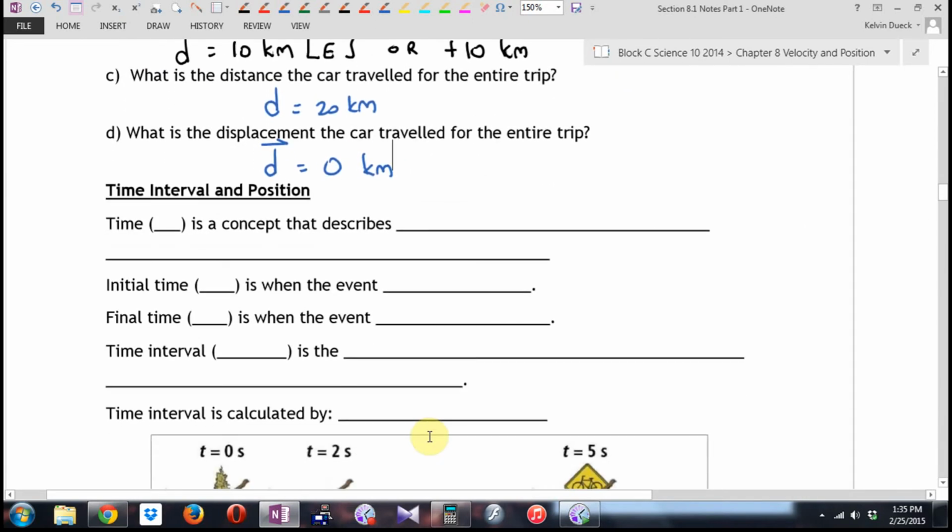Time. What would be a good symbol to use for time? We're going to use a lowercase t.